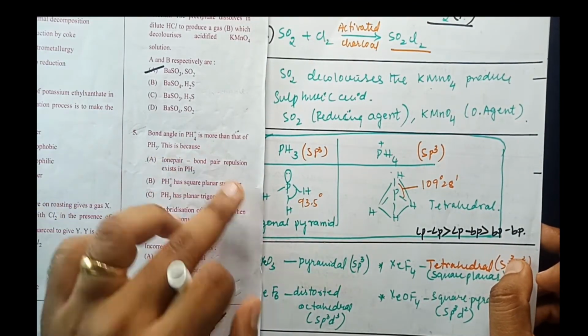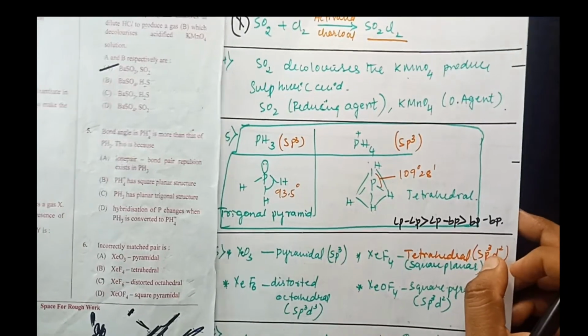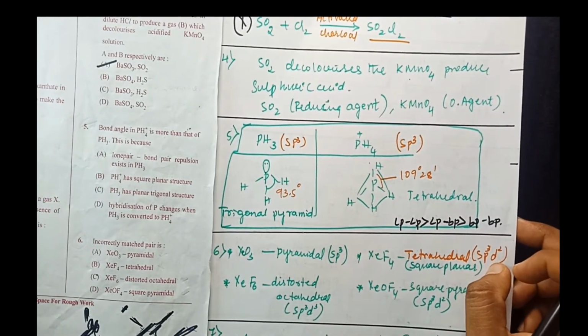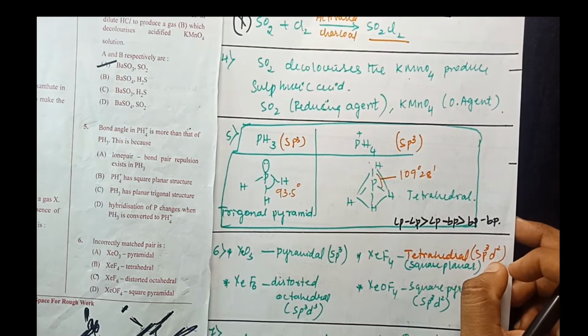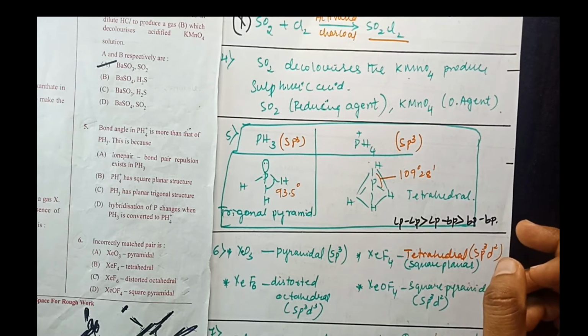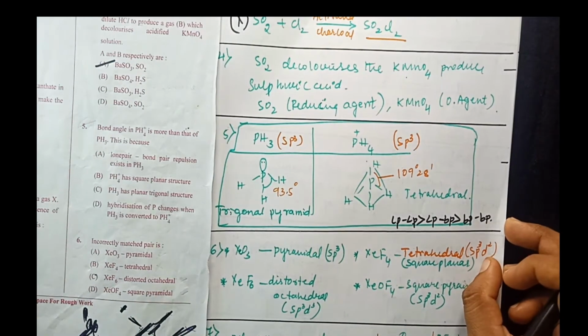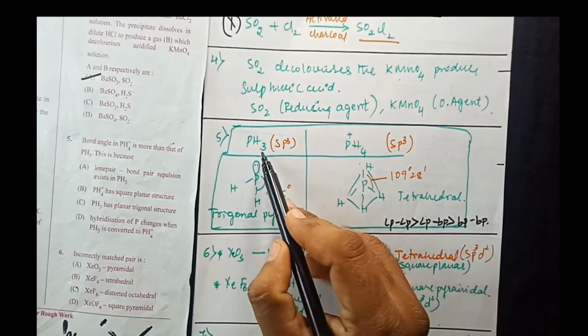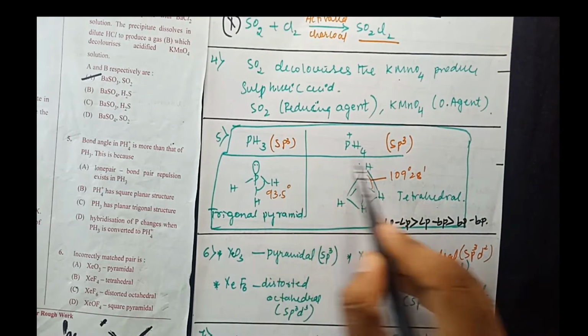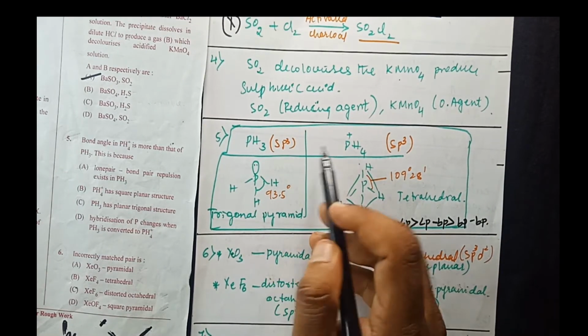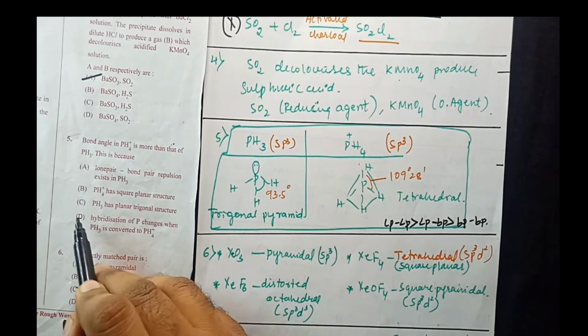The next question: the bond angle in PH4+ is more than that of PH3. This is because: the options are lone pair-bond pair repulsion exists in PH3; second, PH4+ has square planar structure; third, PH3 has planar trigonal structure; fourth, hybridization of P changes from PH3 to PH4+. Look here, friends, this is the explanation. PH3 and PH4+ both undergo sp3 hybridization, so option 4 is eliminated.